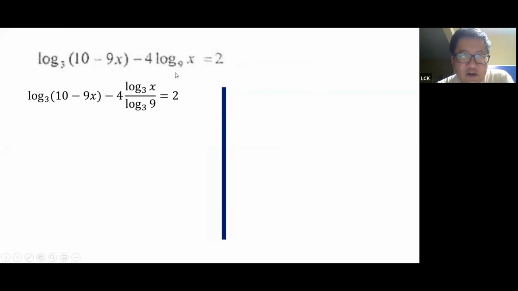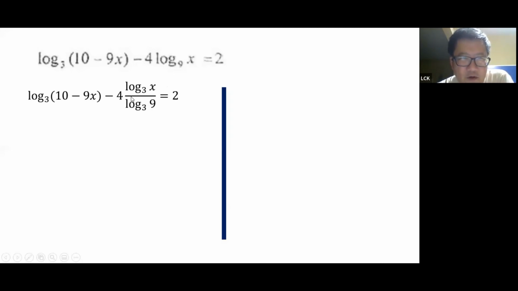Okay, this is another fuzzy question, which means that it got snipped off somewhere. I've made it a bit clearer here. I've retyped the question over here for you. It's very simple again. And this is log to the base 3 of 10 minus 9x, which is here. And this is minus 4, which is minus 4 here. And this is log base 9 of x.